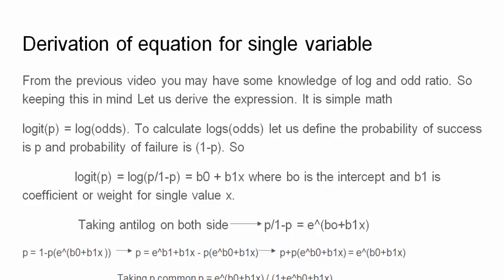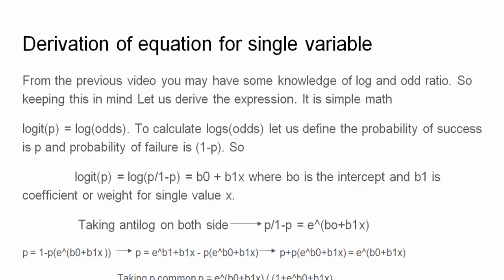This is very important: how the equation is derived for calculating the probability of the output. From the previous video, you may have some knowledge of log and odds ratio. In the previous video, I showed with examples how to calculate the odds ratio, what the natural log of odds is, and why the log of odds is used instead of probability. It has the properties of linear regression, but it is not a regression model because the output is binary; it's a classifier, not a numerical value. Everything has been discussed in the previous video. So keeping this in mind, let us derive the equation.